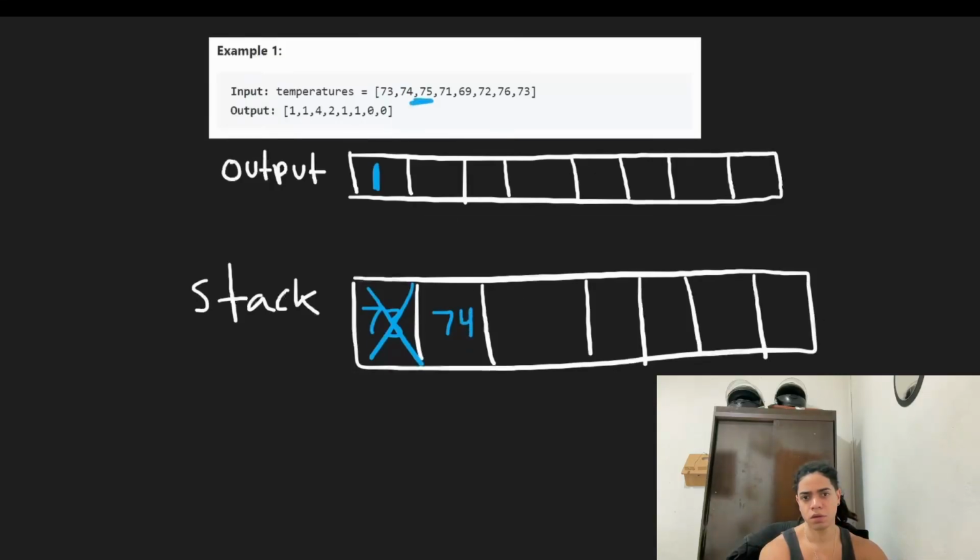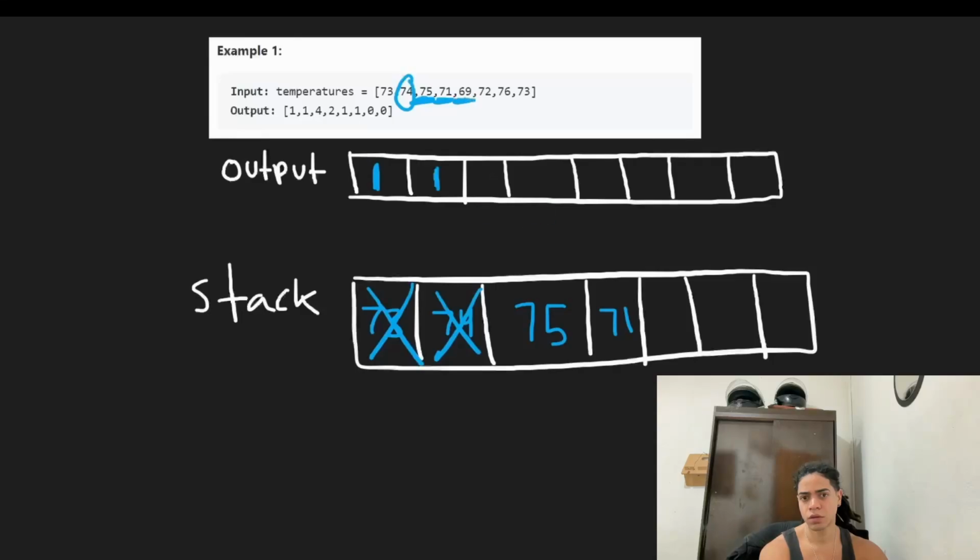Now the exact same thing is going to happen with 75, right? 75 is greater than this. The difference between the indexes is 1, so we add a 1 to the output for 74, and we pop 74. Now we add 75 to the stack. Next we get 71. 71 is not greater than the top of our stack, so all we do is add it. We don't update the output in either of those positions.